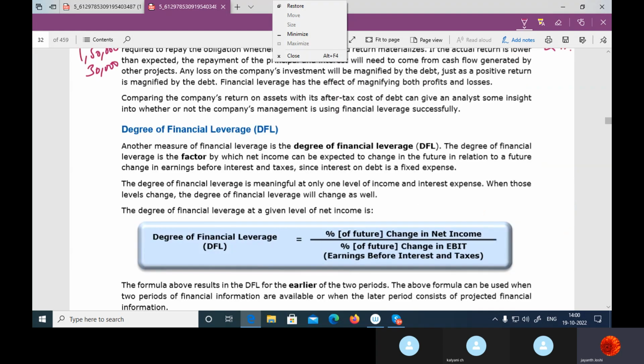So today we will stop here. We'll continue tomorrow. The next class is about leverage only. So I'll give you a very detailed explanation about this topic called leverage in the next class.